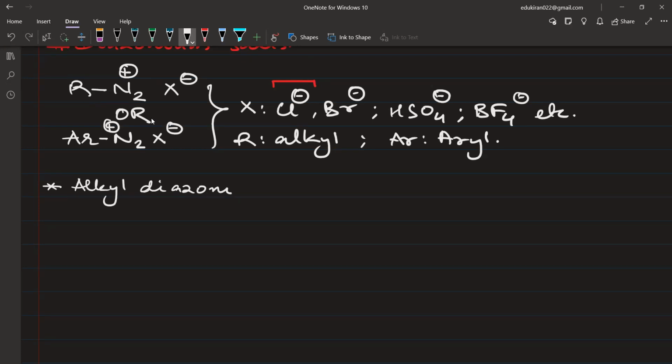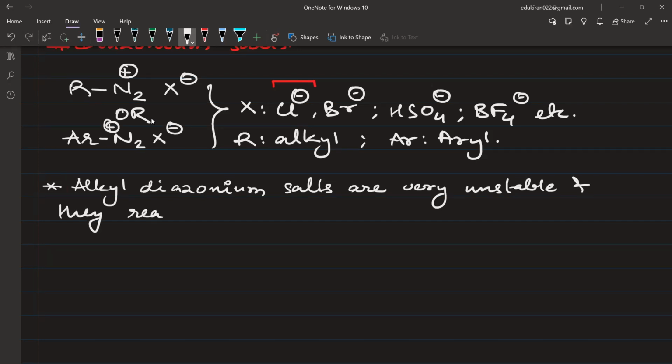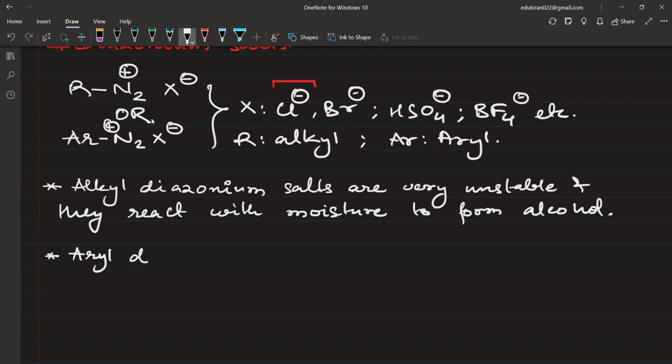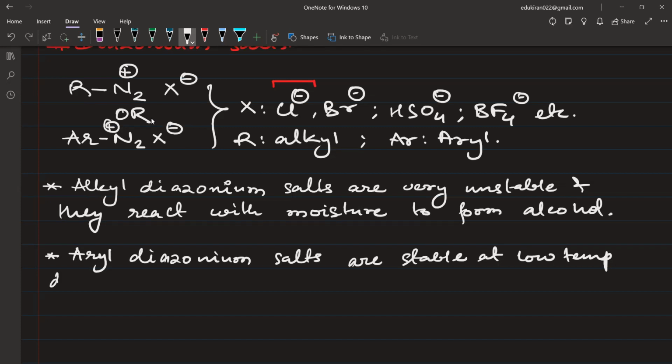Alkyl diazonium salts are very unstable and they react with moisture to form alcohol. Right, next, aryl diazonium salts are stable at low temperatures due to resonance.